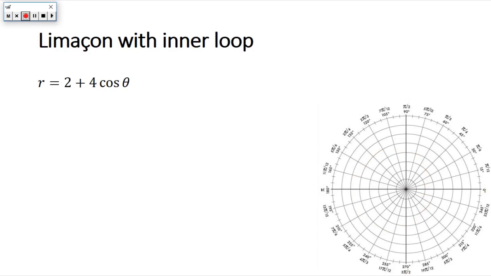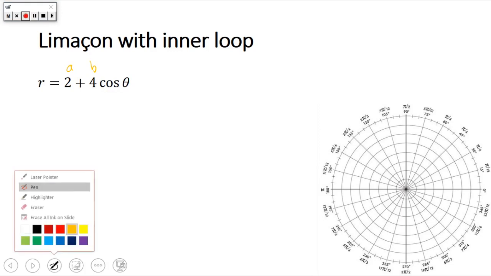Okay, this one's going to be a little bit different than the previous two. It's still a Limaçon, but this one's going to look a little different. And you'll notice here the relationship between A and B is that A is less than B. Whenever you have A less than B, you're going to end up with this inner loop looking thing. And so let's start.